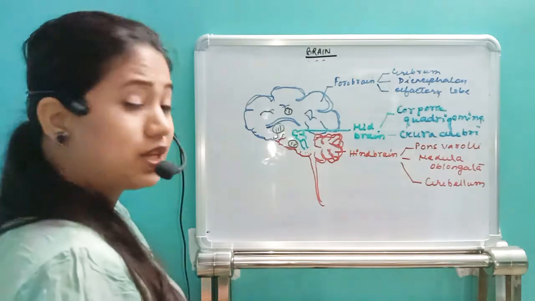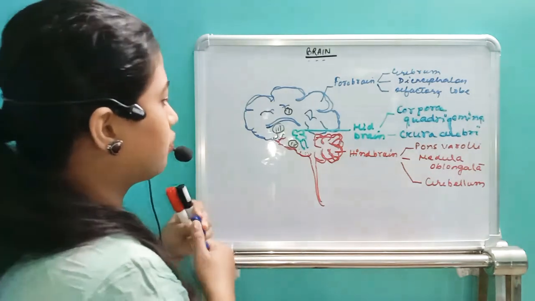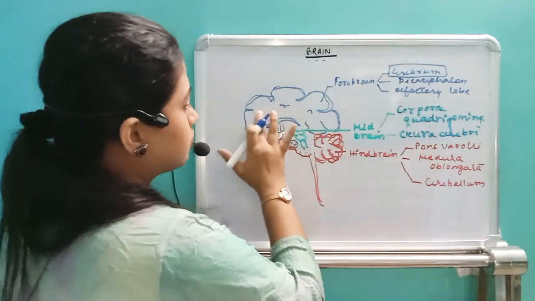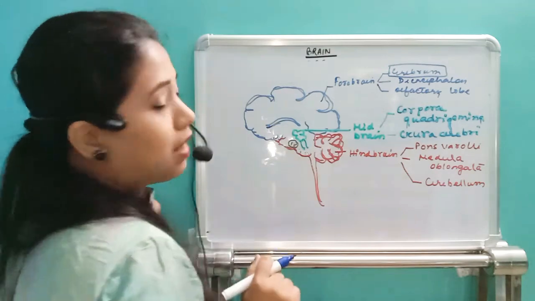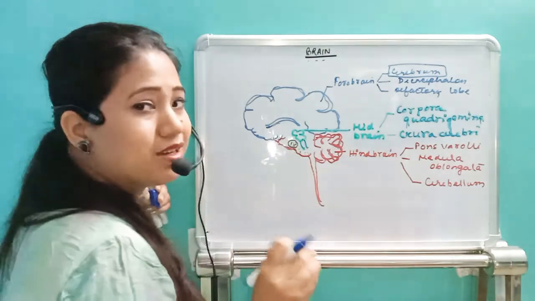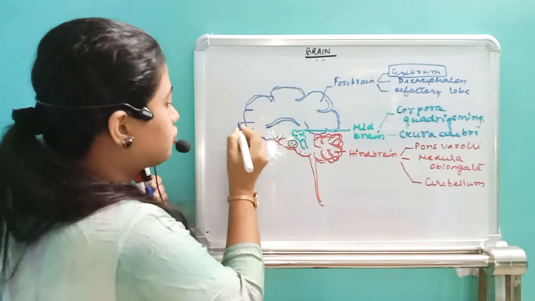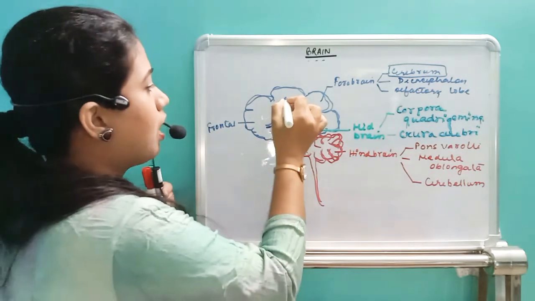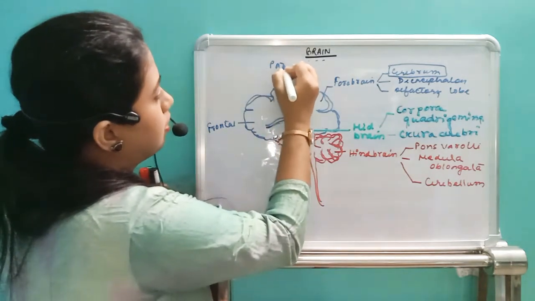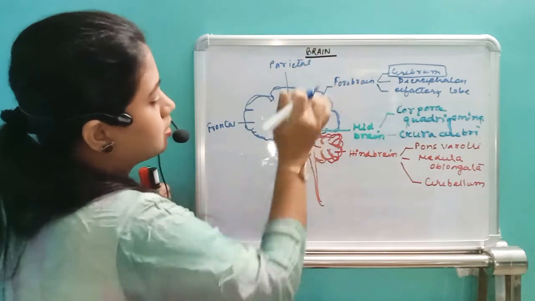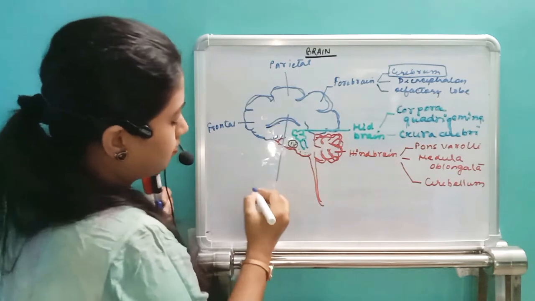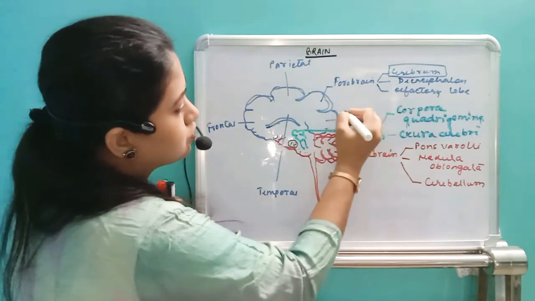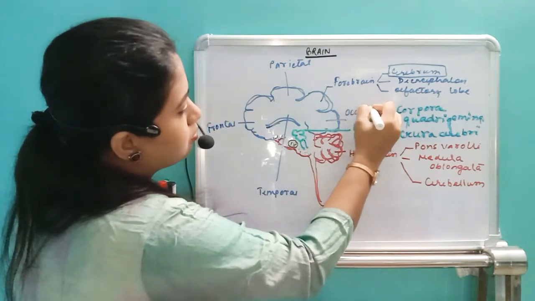Then after that, we will start from the cerebrum. So cerebrum is also going to have some parts. It is going to be divided into some lobes. First of all, we have the frontal lobe. Above, we have the parietal lobe. Here we have the temporal lobe, and this part will be called the occipital lobe.